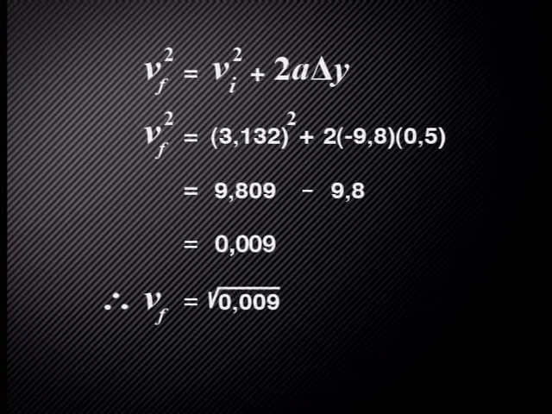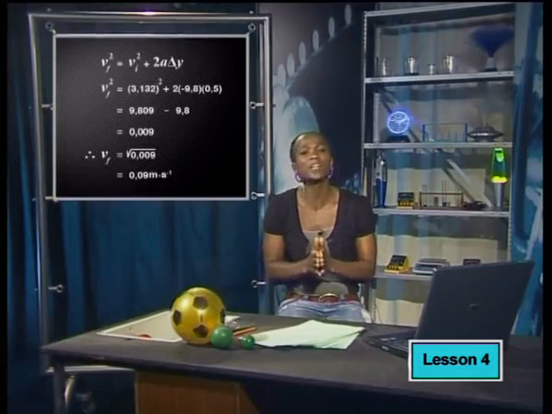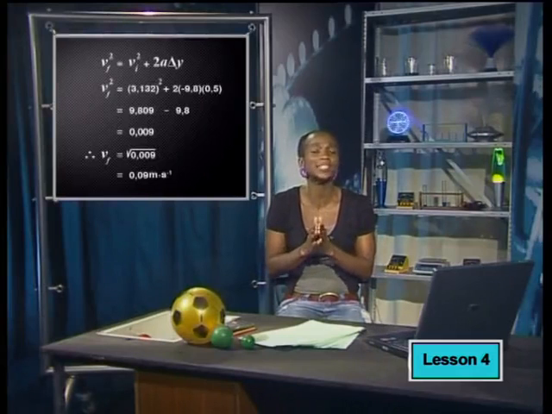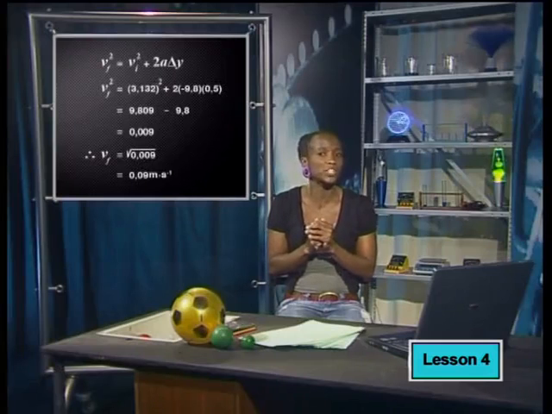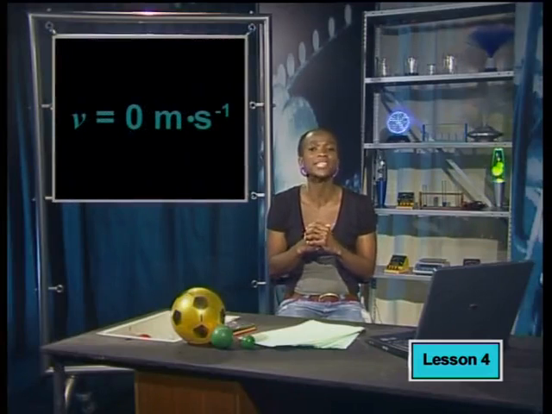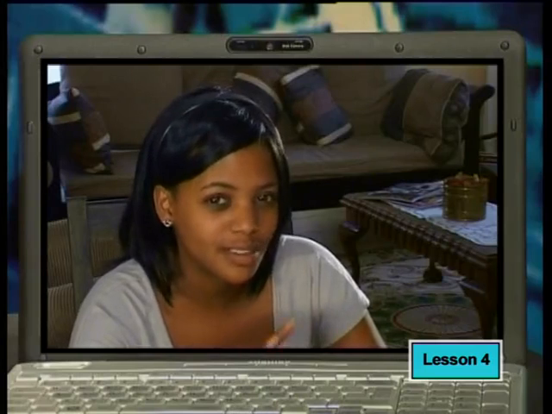Next, we must take the square root of both sides to find the velocity of the ball at its maximum height. This value for velocity is very close to 0 meters per second, and is probably due to the fact that it is difficult to measure the distance from the starting position to the maximum height accurately. So we concluded from our experiment and calculation that the velocity of the ball at its highest point is 0 meters per second. So, the ball actually stops.